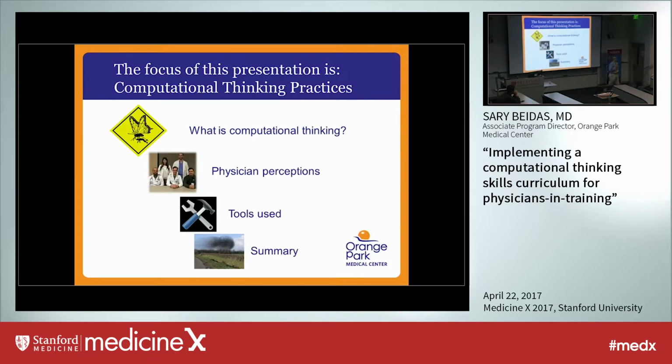And the focus of what we're going to be talking about this morning is those 4 areas. They may not come in this exact sequence. I will try and tell you when I'm jumping back and forth between one and the other. We're going to define computational thinking. I'm going to share with you what the residents think about computational thinking. And then what are some of the tools that I use to help them get there.